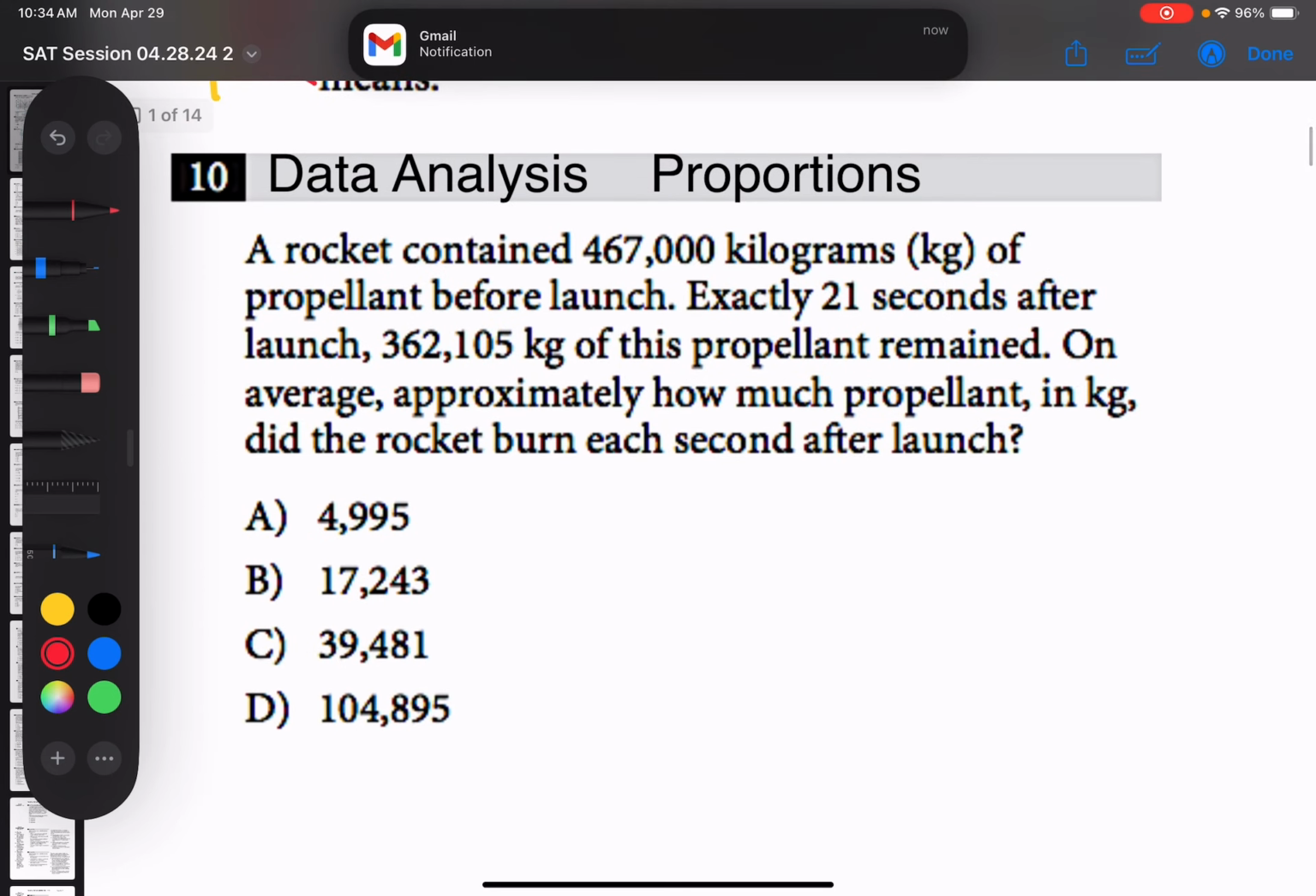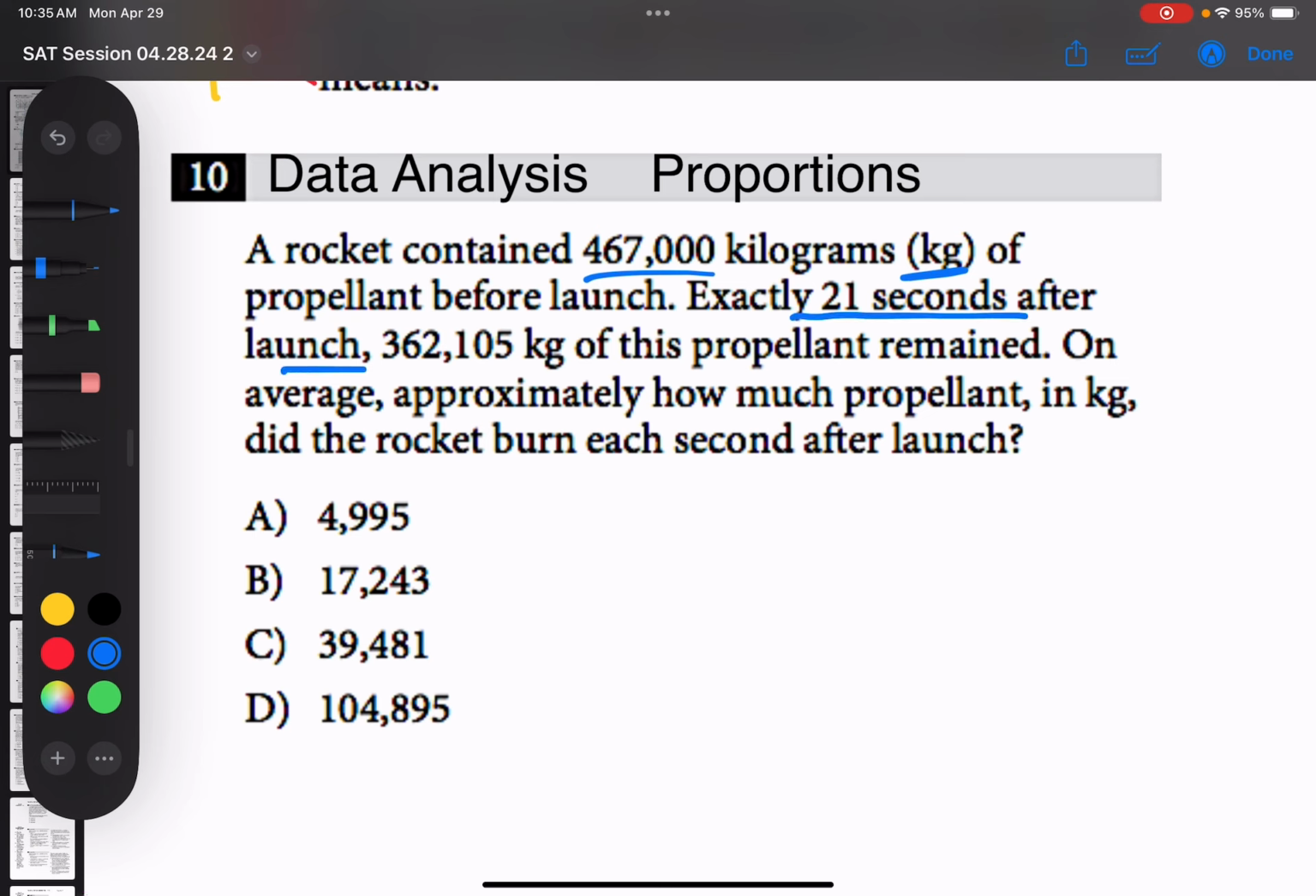Question number 10. Woo! A rocket contained 467,000 kilograms of propellant. Don't get freaked out about anything that's in the metric system. Very few times will they ask you for conversions, and if they do, they will give you the formula for the conversion. So a rocket contained 467,000 kilograms of propellant before launch, and exactly 21 seconds after the launch, 362,105 of this propellant remained. Okay, so we started off with this amount. We wound up with this amount after how many seconds? After 21 seconds. We cool?